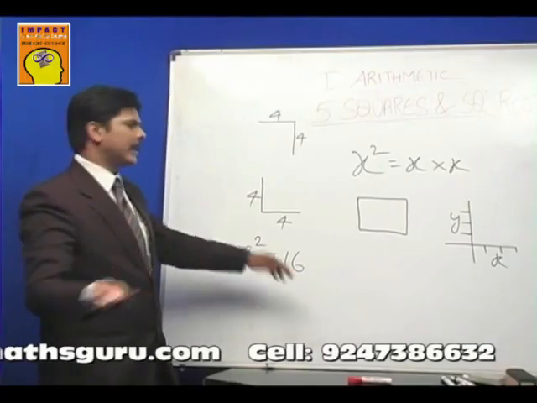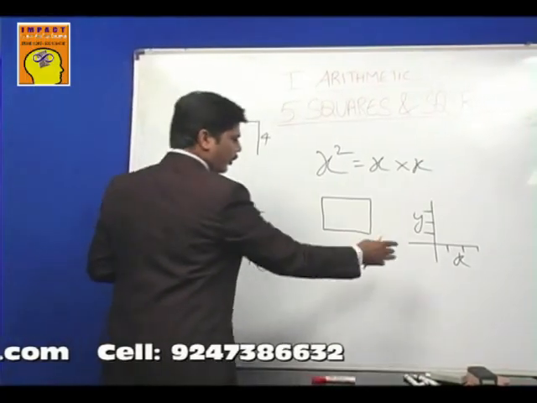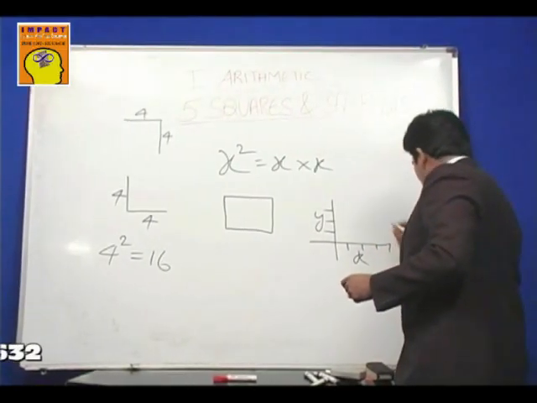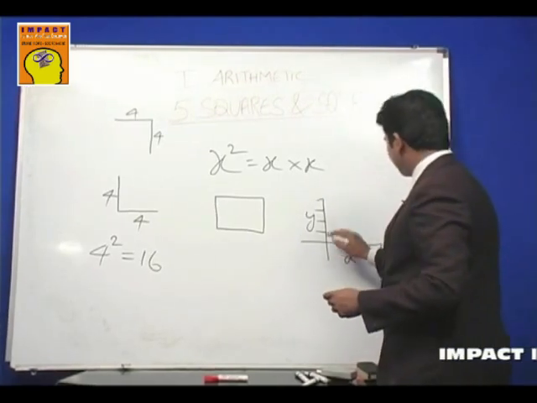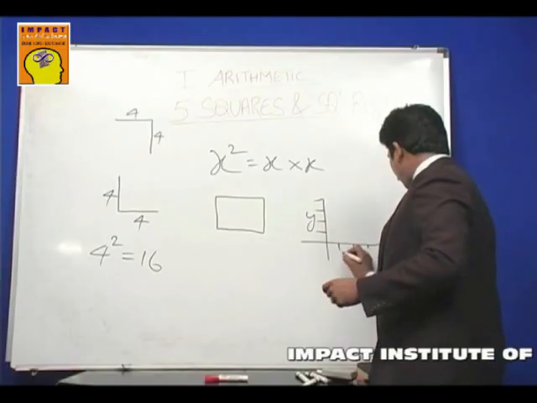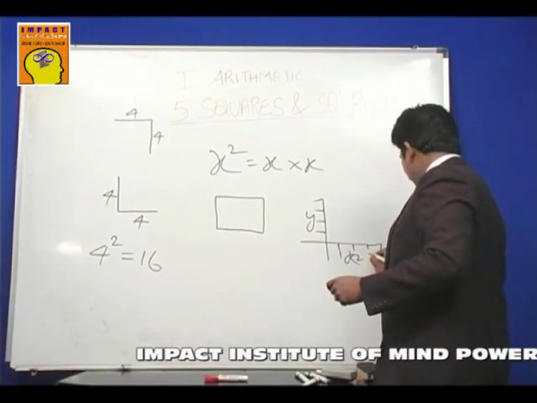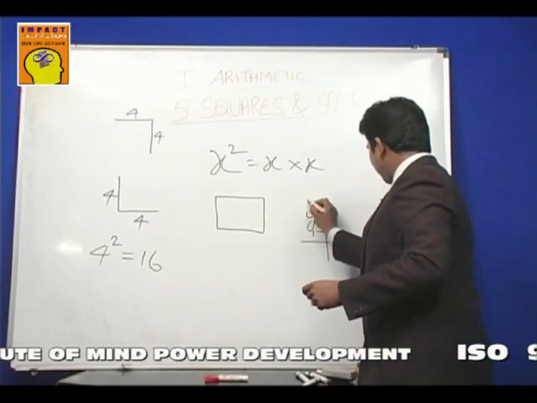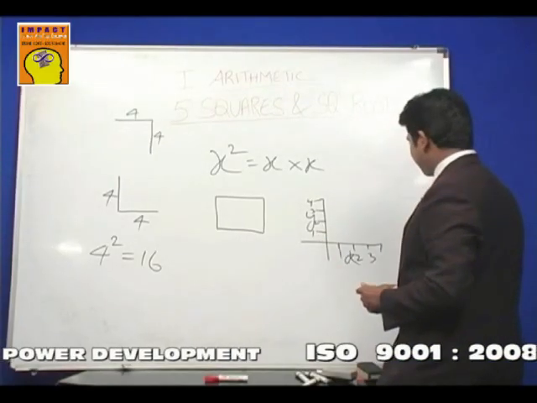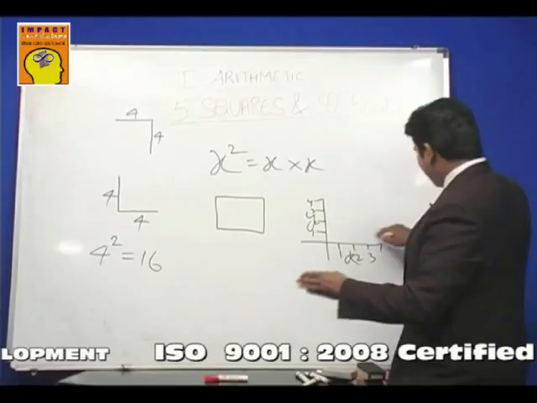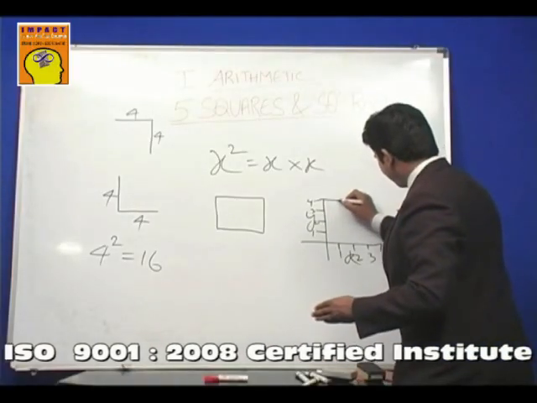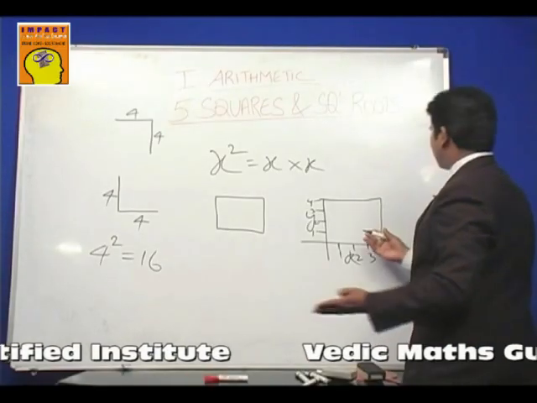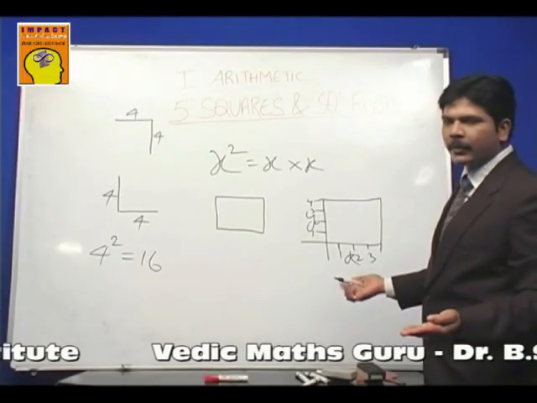Now, what is that 16? I'll explain it again graphically, okay? Let's take this example. We'll increase one more side. So 1, 2, 3 and 4, and here also 1, 2, 3 and 4, okay? Now, side into side, see? It formed a square, right? Now, the area is 16.